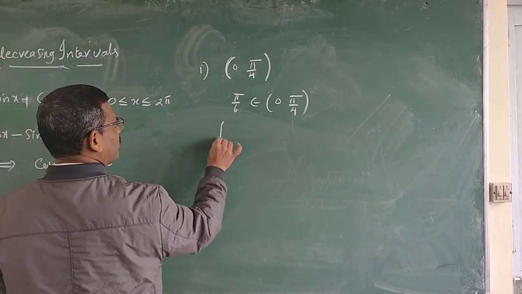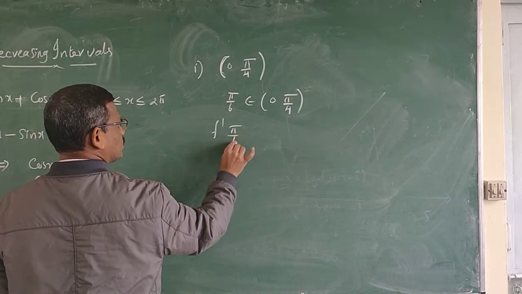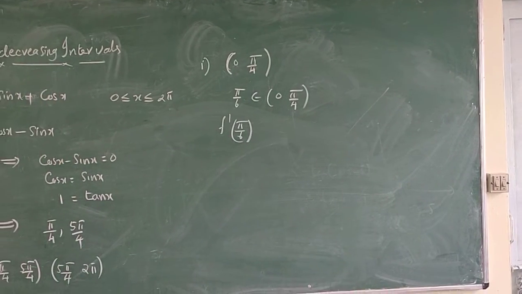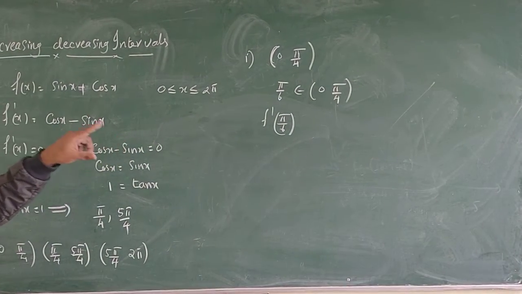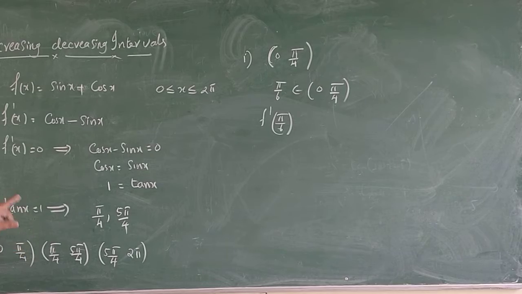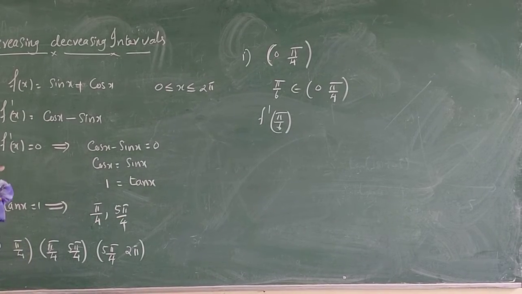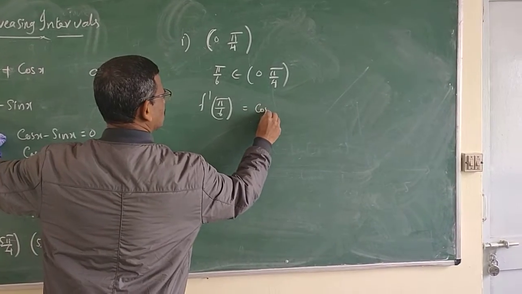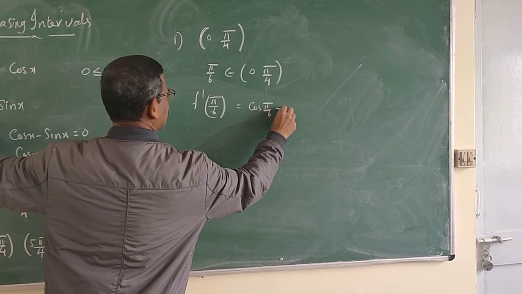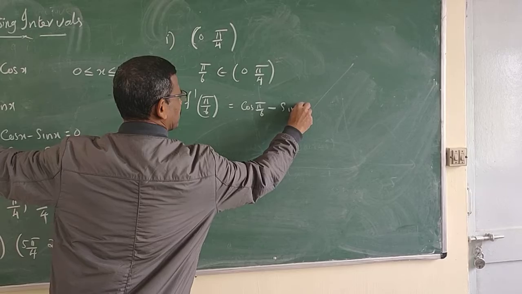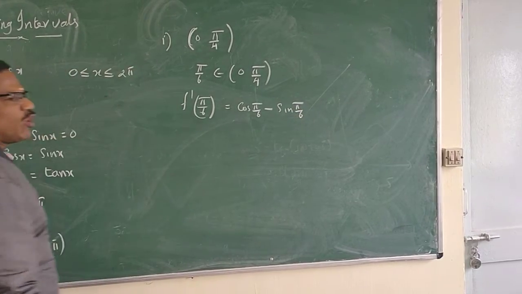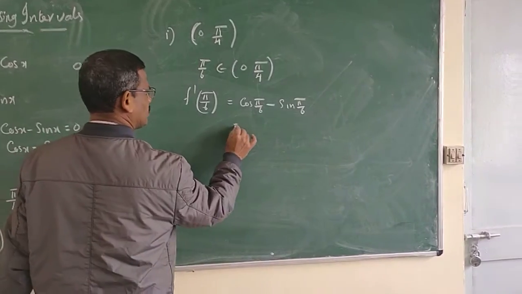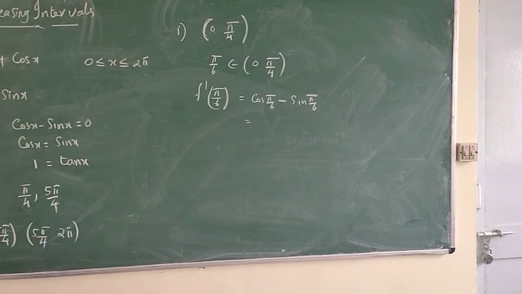And what is f dash of pi by 6? So we have taken a value of this interval, and check whether f dash at that point is positive or negative. Now f dash x is cos x minus sin x, so f dash pi by 6 is cos pi by 6 minus sin pi by 6. Cos pi by 6, that is cos 30. Cos 30 is how much? It is root 3 by 2.